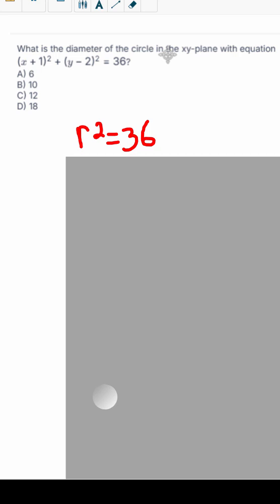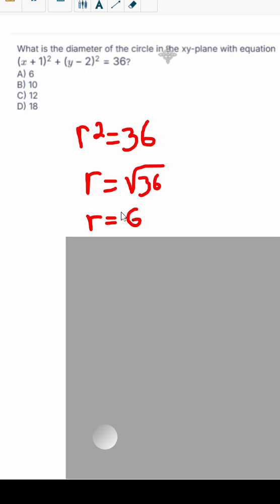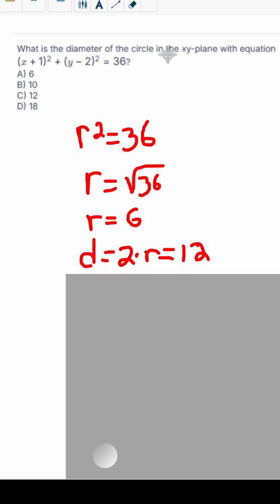So to find the radius, we take the square root of both sides, and the radius is going to be 6, which is the square root of 36. And of course, the diameter is going to be 2 times that amount, or 12.